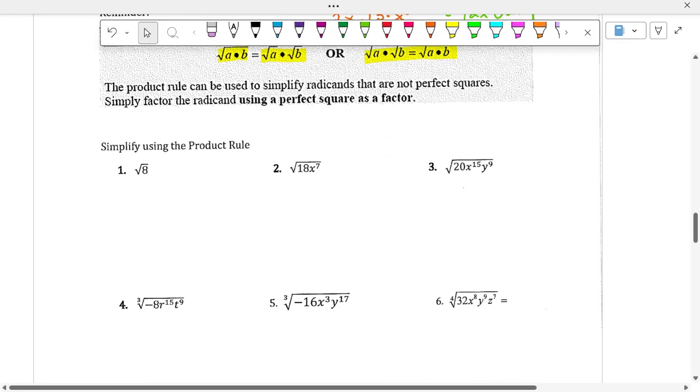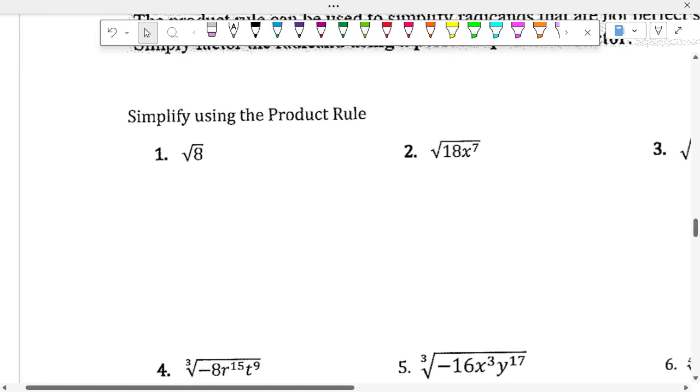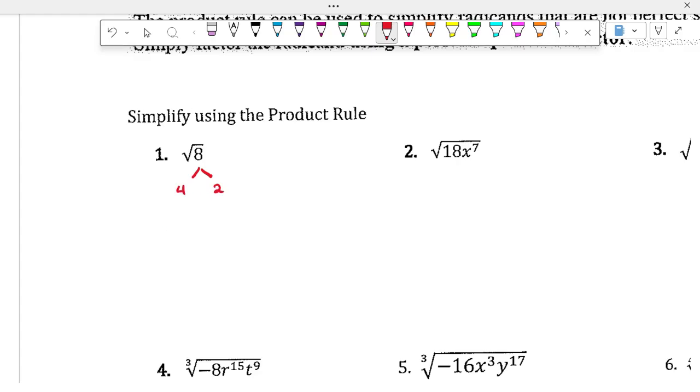So, let's do this. So, square roots. All right, let's do it the way we've been doing it. What is the largest perfect square that can go into 8? 4 and 2. All right, so I can rewrite this as the square root of 4 times the square root of 2. So what's my answer? 2 square root 2.